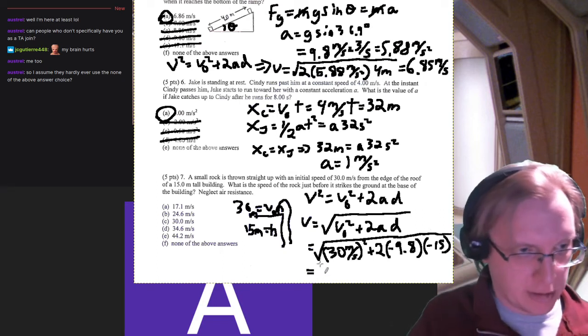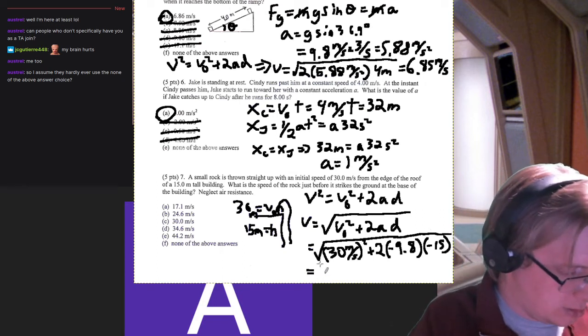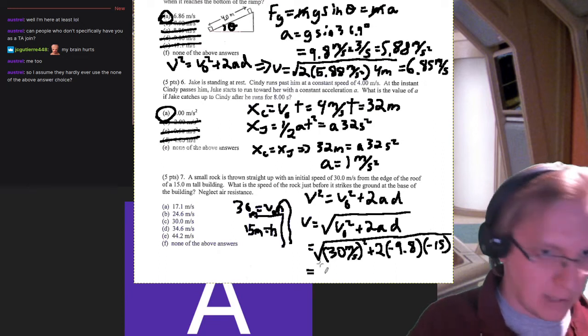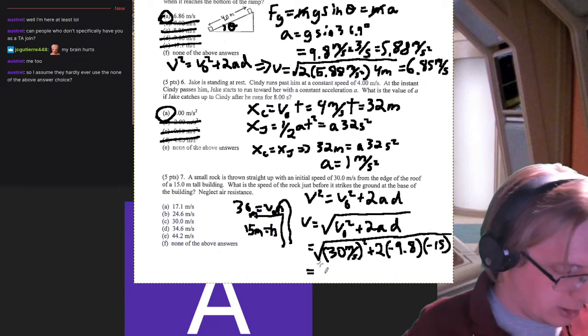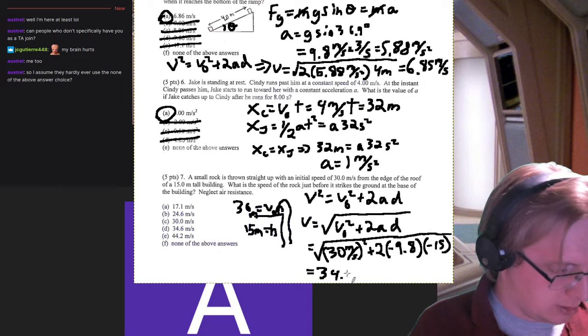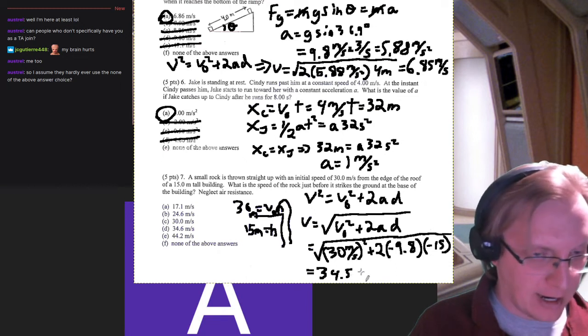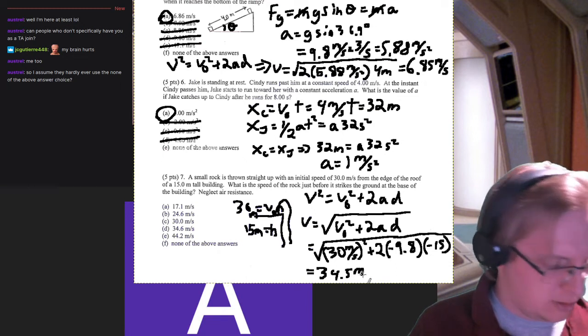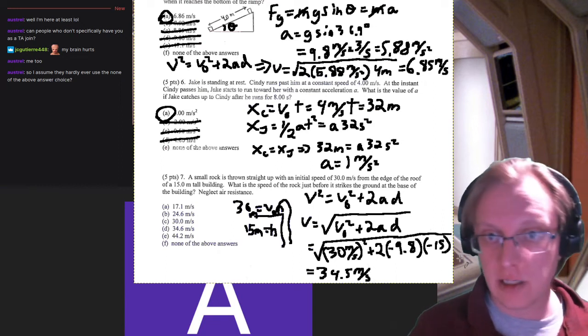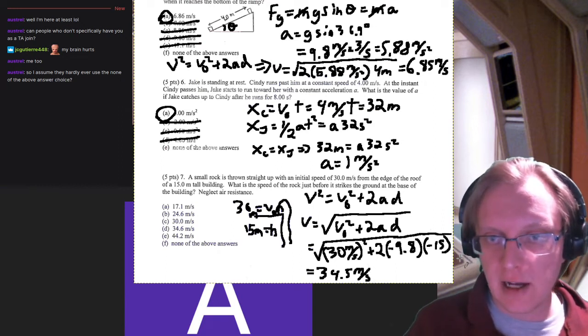Let's calculate what the answer is. Square root of 30 squared plus 2 times 9.8 times 15. My signs cancel each other. And we end up with 34.5 or 6, close enough, meters per second. That's that question. Why is the distance 15 and not something else?